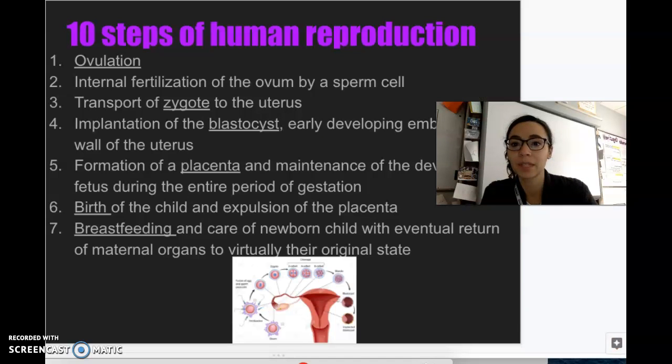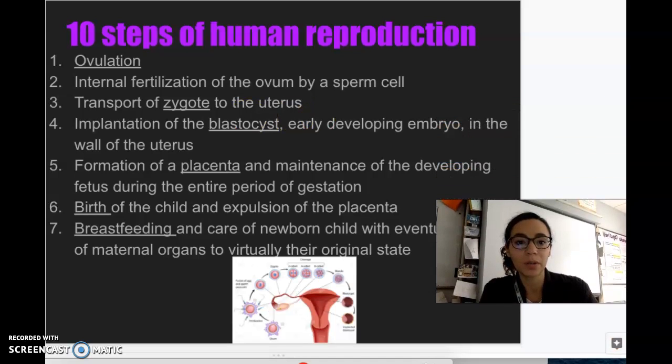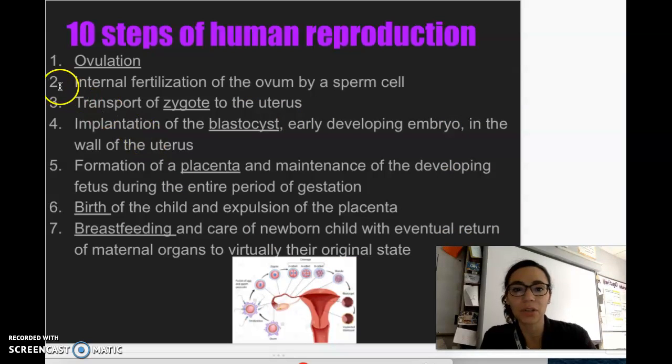Okay. So just to sum up, we've got 10 steps here for human reproduction. First, we've got ovulation, release of the egg from the female. Internal fertilization of the ovum by the sperm cell, right? So the sperm and the egg join. The zygote is transported to the uterus.